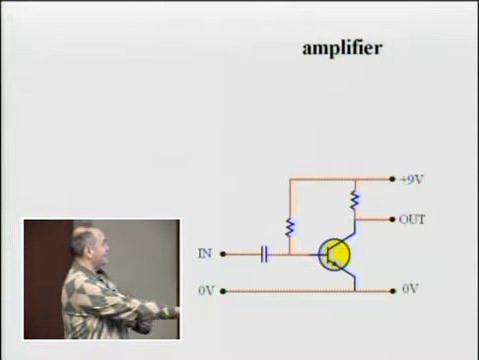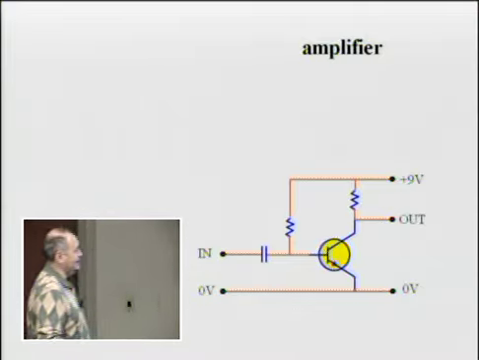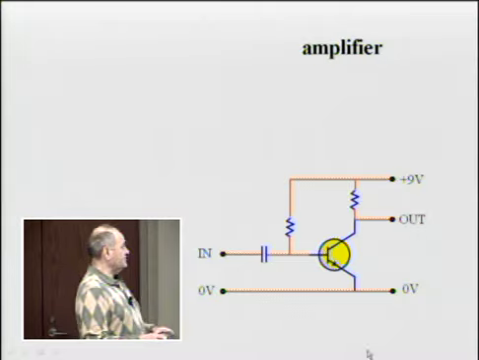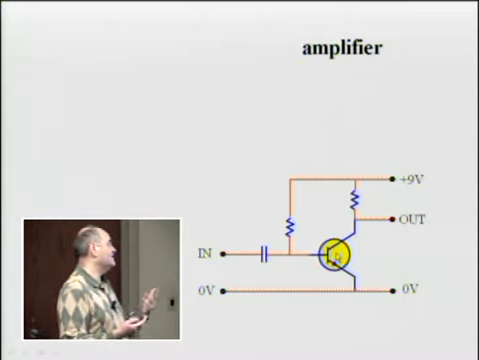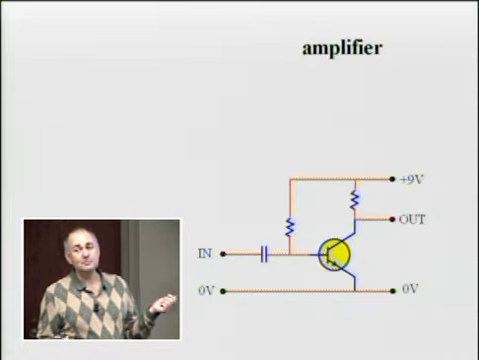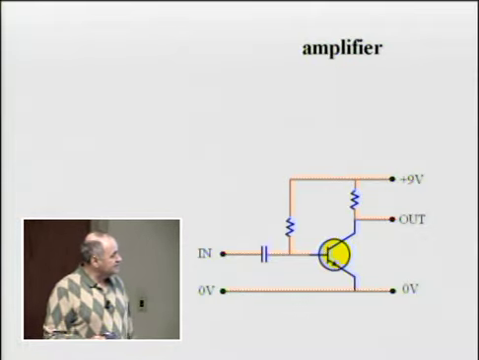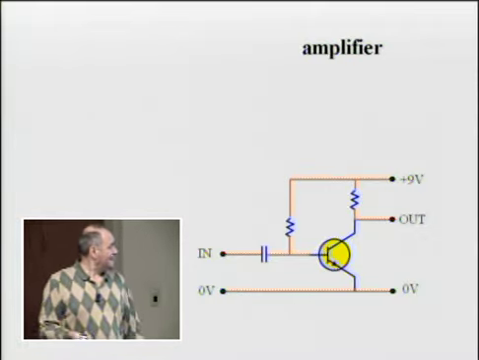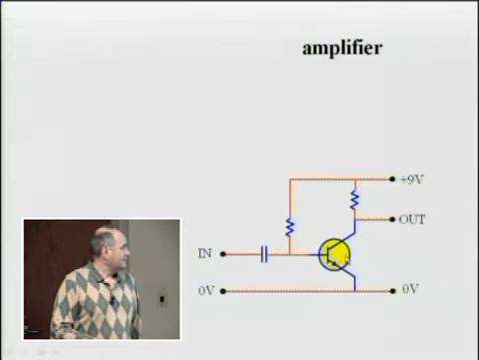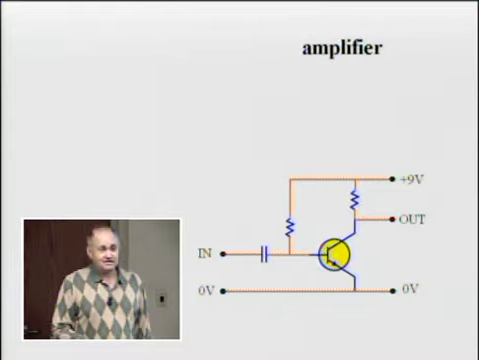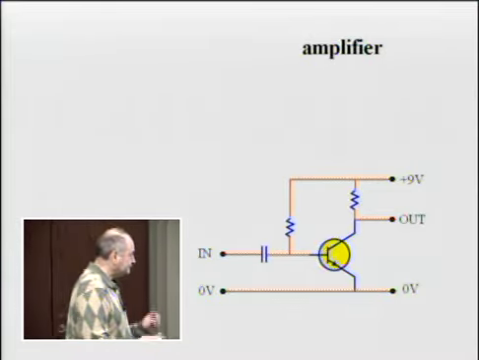Now, this is another circuit, very common. It is called an amplifier. This is just one stage of an amplifier. It is a relatively simple amplifier with only one transistor. Amplification of such a circuit, with the best transistor which we can get, will give amplification of about 10,000.